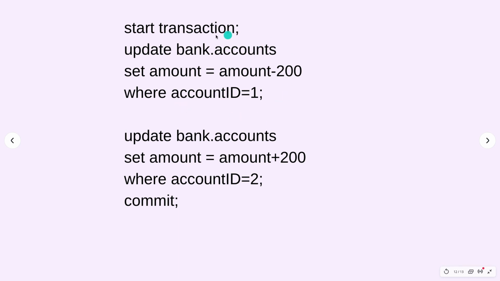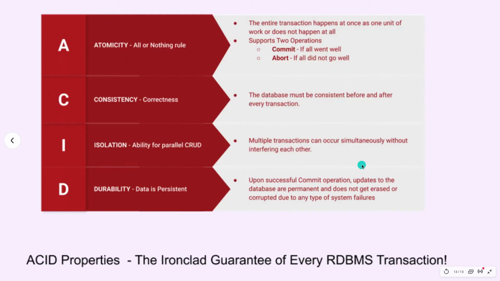So after this statement is executed, if there is a power outage and something terrible happened, then it doesn't matter really. Even though there was a debit of 200 on this account, it gets rolled back because commit did not get executed. The database will ensure that since the commit did not get executed, the entire transaction is rolled back to its previous state. So now let's take a look at these ACID properties again.